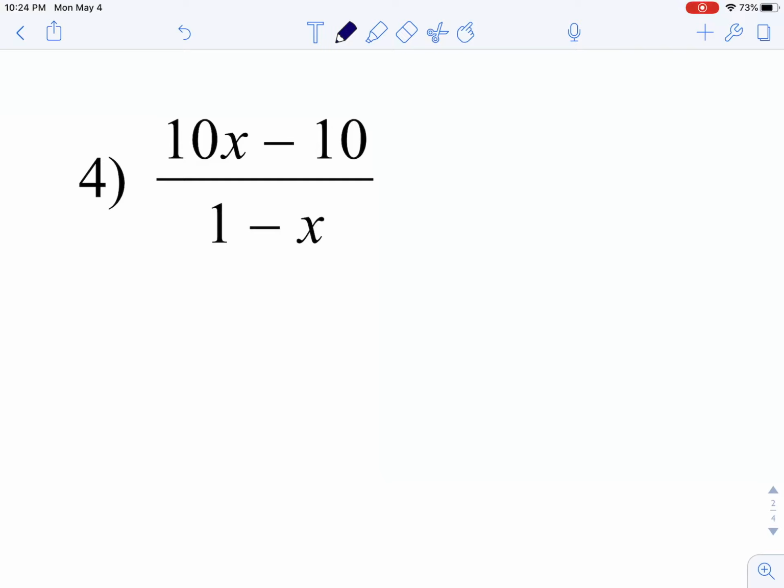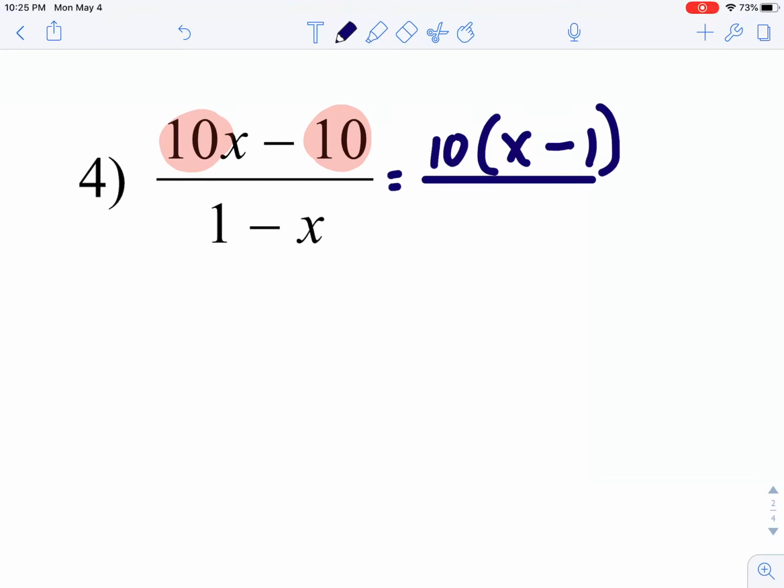Okay, so again, the rule is factor and then cancel. The numerator of this rational expression can be factored. We can use common factoring. There's a 10 in common. Factor out the 10, you get x minus, and then if you factor 10 out of 10, 10 divided by 10 is 1. On the bottom, you have 1 minus x, but up here you have x minus 1.